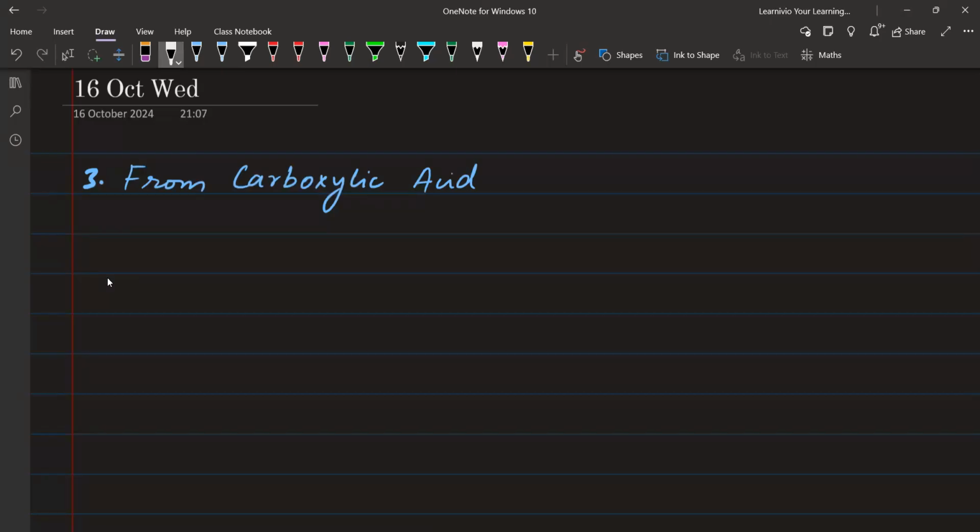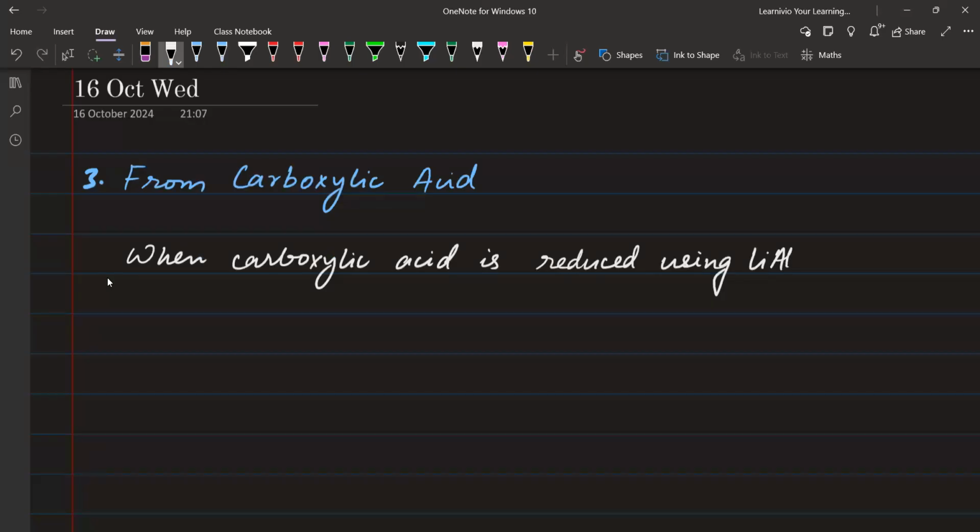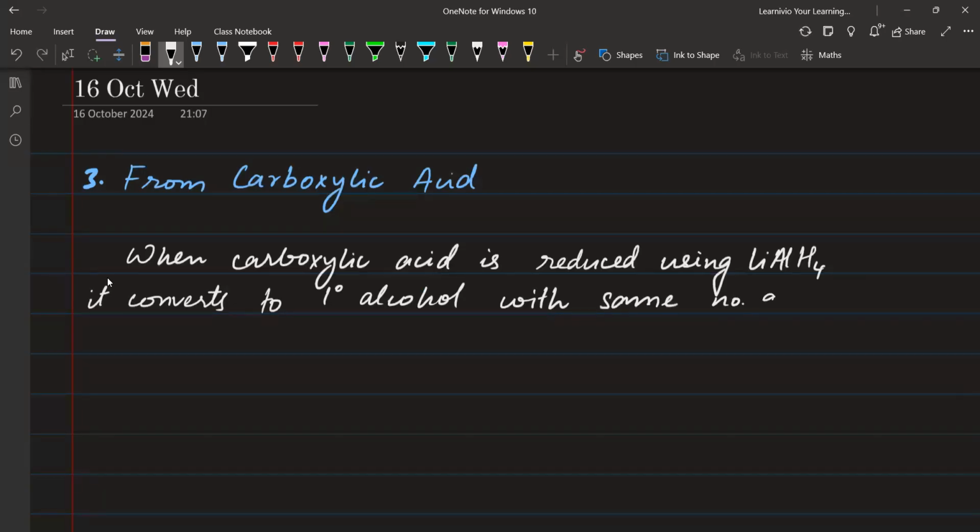In carboxylic acid, you will write: when carboxylic acid is reduced using lithium aluminium hydride, it converts to 1 degree alcohol with the same number of carbon atoms.